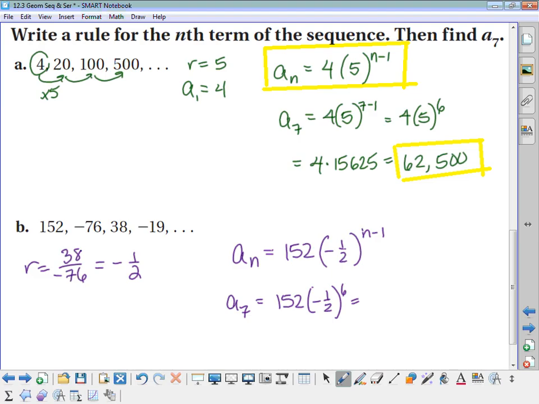So what's going to happen to that negative sign? It's just going to go away, right? So I've got 152, and then 2 to the 6th power is 64. And then that will reduce down to 19 over 8. That's right.